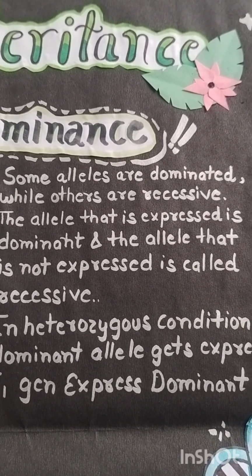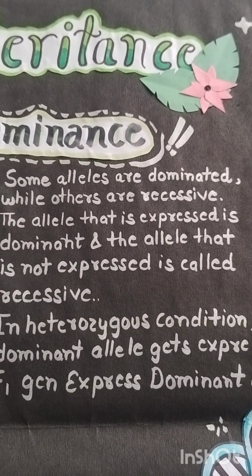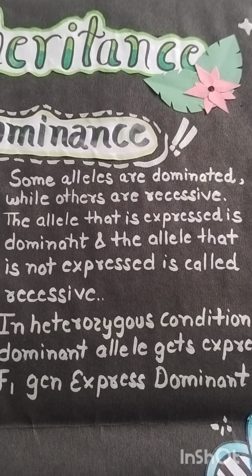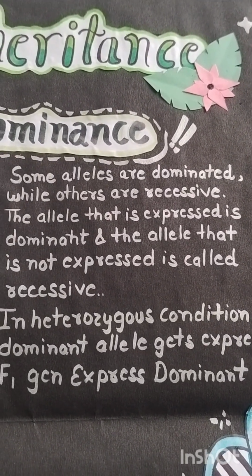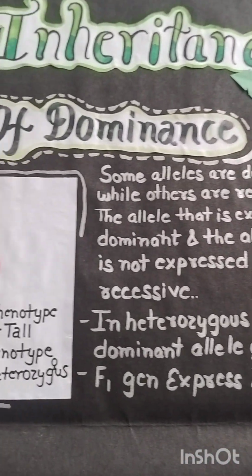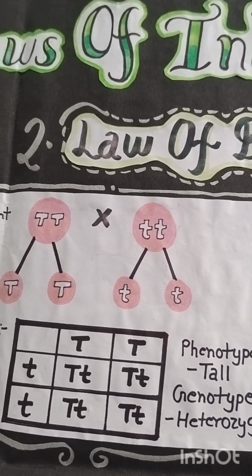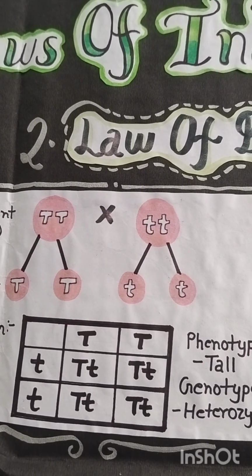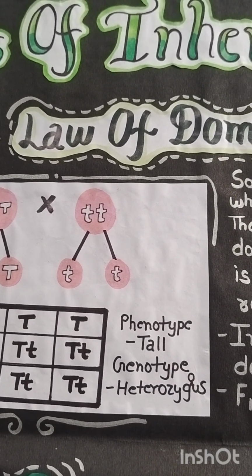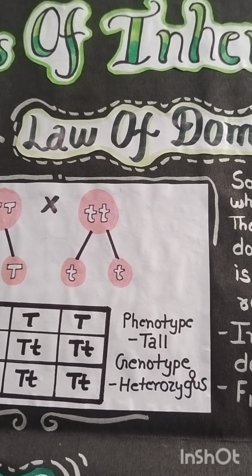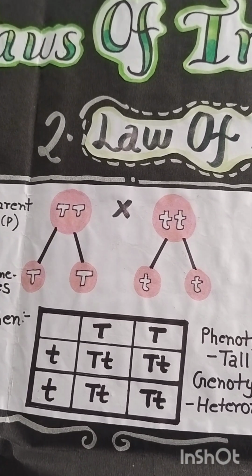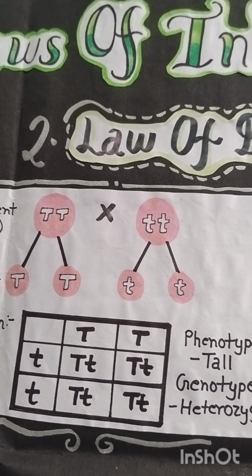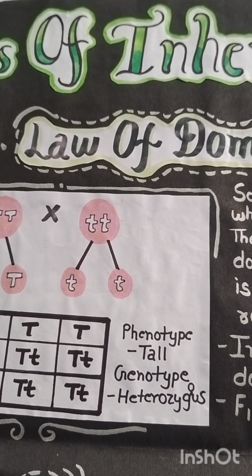While others are recessive. The allele that is expressed is dominant, and the allele that is not expressed is recessive. You can see in this condition, tall parents, capital T and capital T, these are pure tall, and small t and small t, which is the recessive character, which is dwarf. And the gametes are formed: capital T, which is the dominant character, and small t, which is the recessive character.